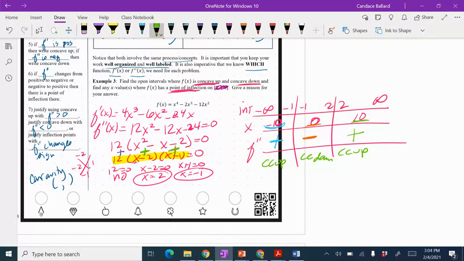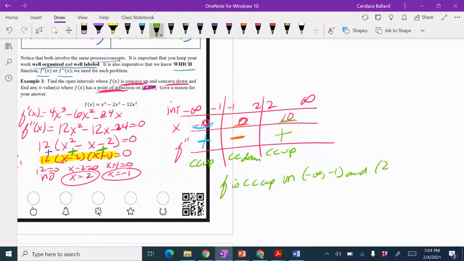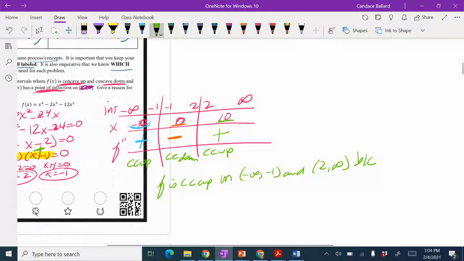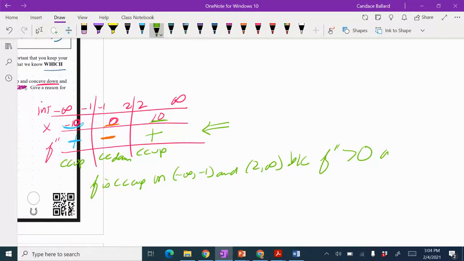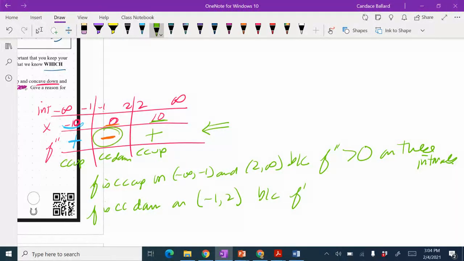So we're going to go ahead and write this out. So f is concave up on the intervals from -infinity to -1 and 2 to infinity, because the reason is right here. F double prime is greater than 0 on these intervals. And then f is concave down on -1 to 2, because, again, I'm looking at f double prime, it is less than 0 on these intervals.